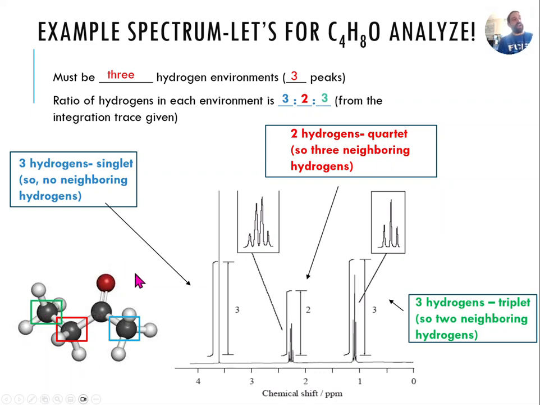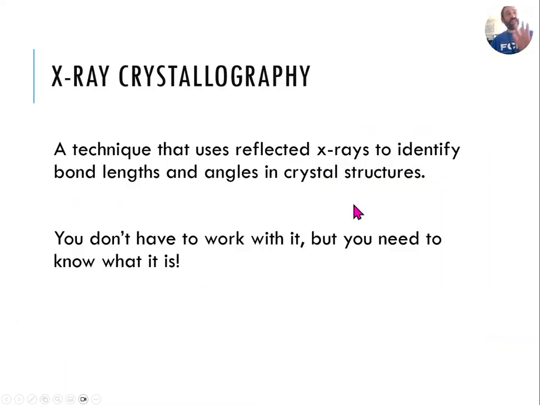Finally, the green environment is the environment at the end. I know that because there's 3 hydrogen atoms in it, and it's a triplet, and a triplet is formed when there are 2 hydrogen atoms on the neighboring atom. So the NMR gives us the most information. I went through all this really quickly, so we'll go through it in more depth in class.